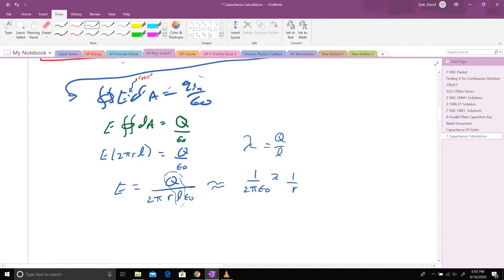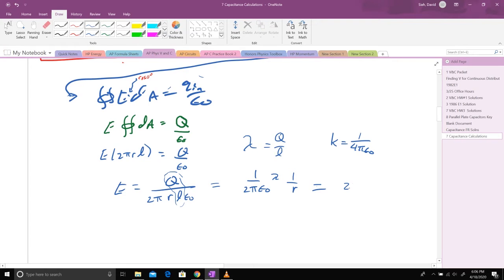Some people might say, hey, that 1 over 2 pi epsilon naught looks an awful lot like the Coulomb's law K. Remember, the Coulomb's law K is 1 over 4 pi epsilon naught. So if I wanted to, you could also say this is directly equal, so 2 times Coulomb's law K would be 1 over 2 pi epsilon naught.